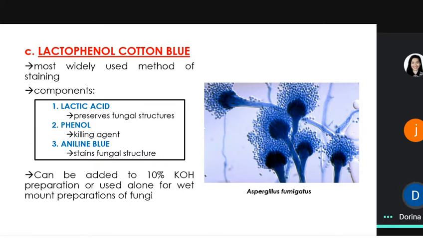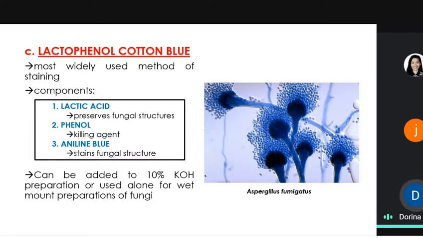lactophenol cotton blue. Tinakpan mo ng cover slip, pinres mo konti, konti lang, either with the tip of a pencil or something that you can use. Avoid using your fingers kung hindi ka naka-gloves kasi syempre mag-flow, may lalabas din kung medyo napasobrahan mo ang LPCB mo. And then, examine under the microscope. Maganda ang makikita ninyo. Okay.